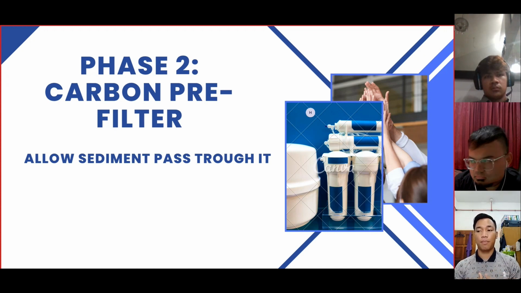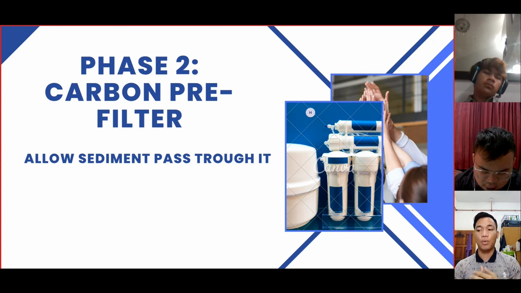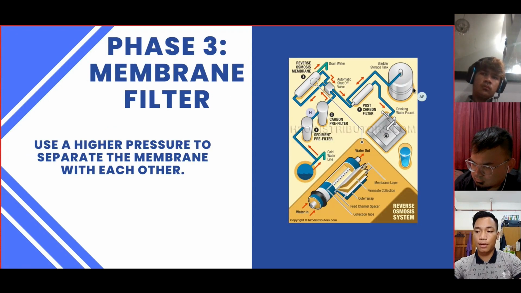Back to the second phase, for example, the chlorine from tap water is easy to remove using the carbon filter. Without clean and pure water, it will affect human daily routine, especially in the agriculture sector. Ismail F. 2018. Okay, next we move to the third phase, which is membrane filter.